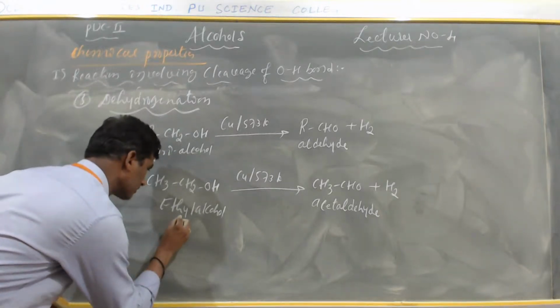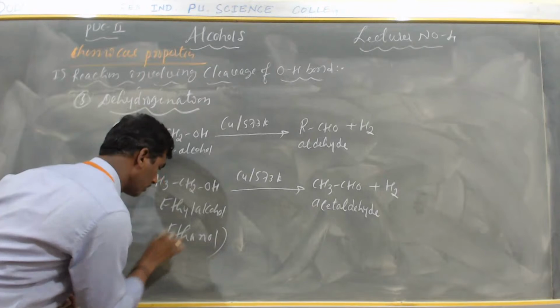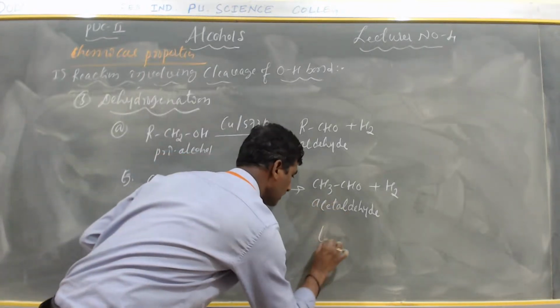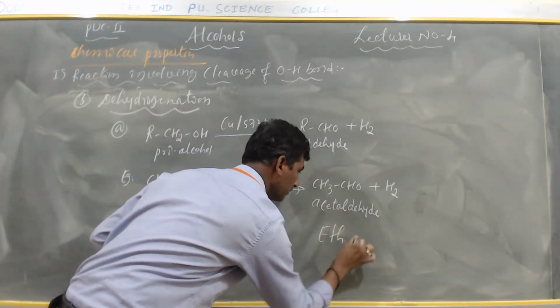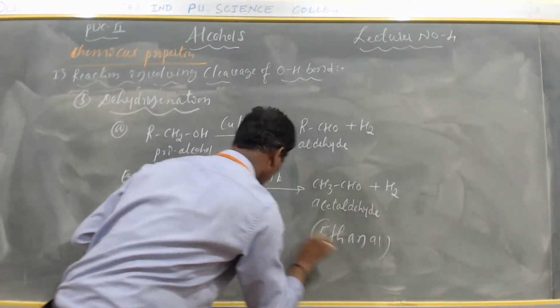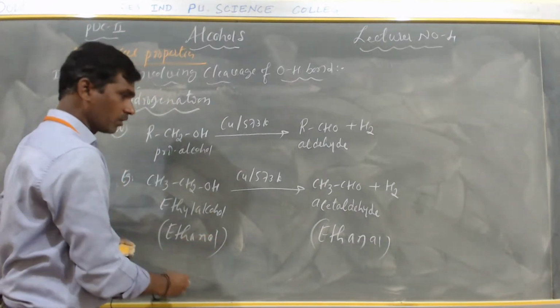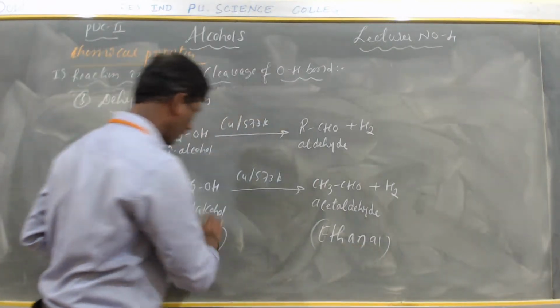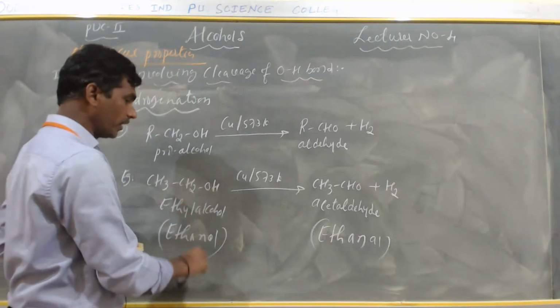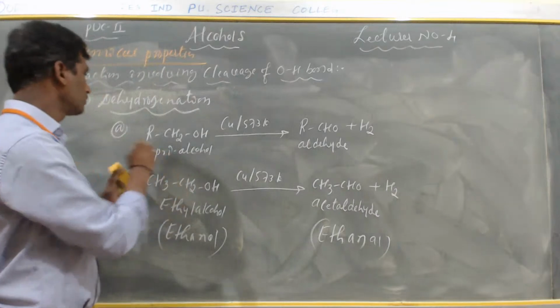Otherwise, sometimes the question says ethyl alcohol is also called what? Ethanol. Ethyl alcohol is also called ethanol, and this acetaldehyde is called what? Two carbon atoms with single bond is "an", and aldehyde is "al". So how do you convert ethanol to ethanal? "ol" is the suffix of the functional group OH of alcohol, and "al" is the suffix of the functional group CHO.